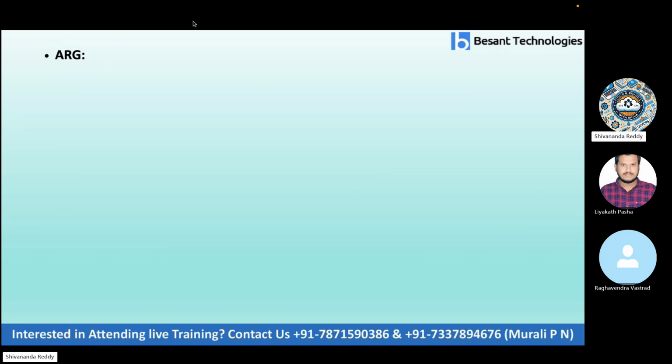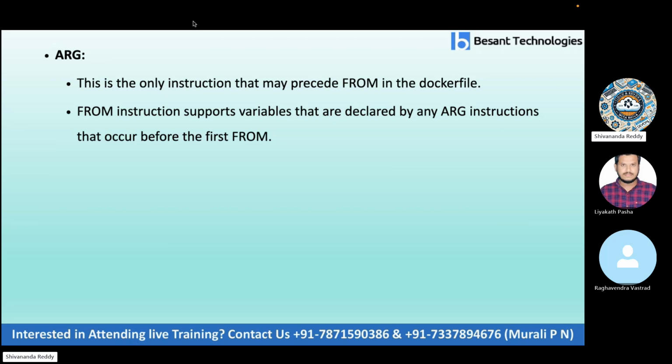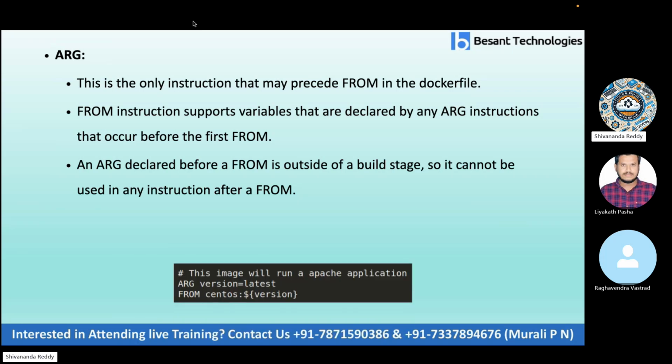The next command is ARG, nothing but argument. This is the only instruction that may precede FROM in the Dockerfile. Precede means before the FROM command; if any other command comes first in a valid Dockerfile, it is only the ARG command. FROM supports variables that are declared by any ARG instructions that occur before the first FROM. The ARG declared before a FROM is outside of the build stage, so it cannot be used in any instruction after the FROM.